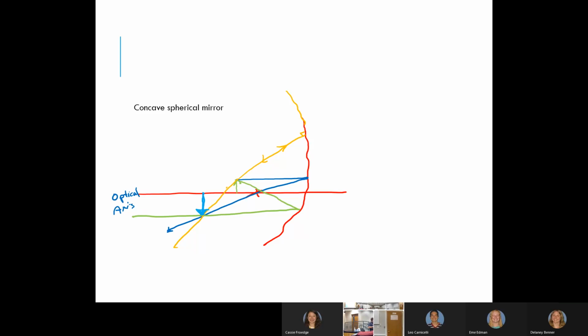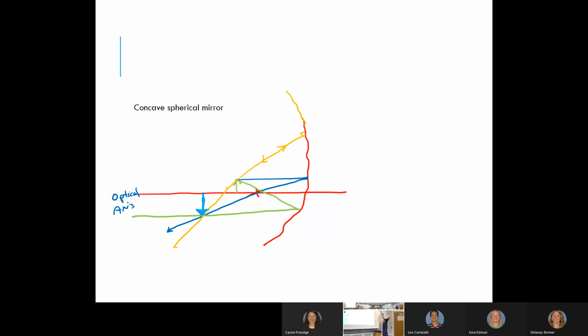Upside down or right side up? Upside down, right? The object starts right side up. After the reflection, the image is upside down. That's why you put the arrowhead on, so you know right side up and upside down. So it should be further away from the mirror than the object. It is inverted as compared to the object.